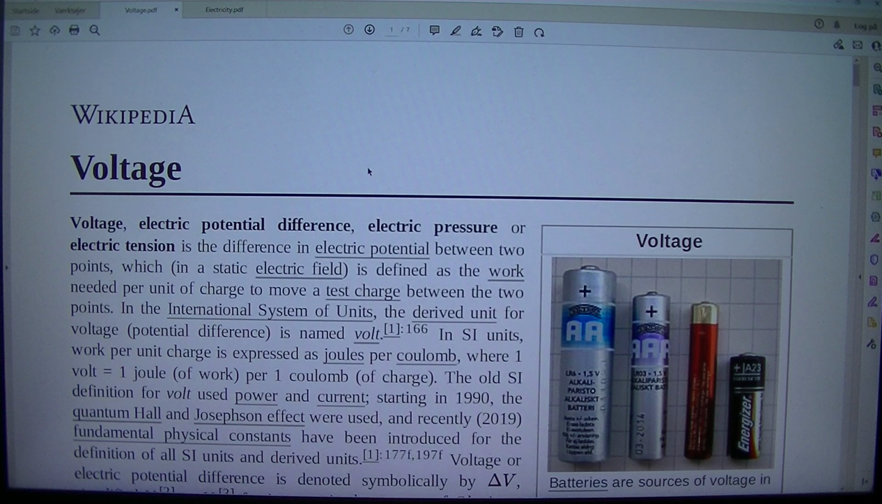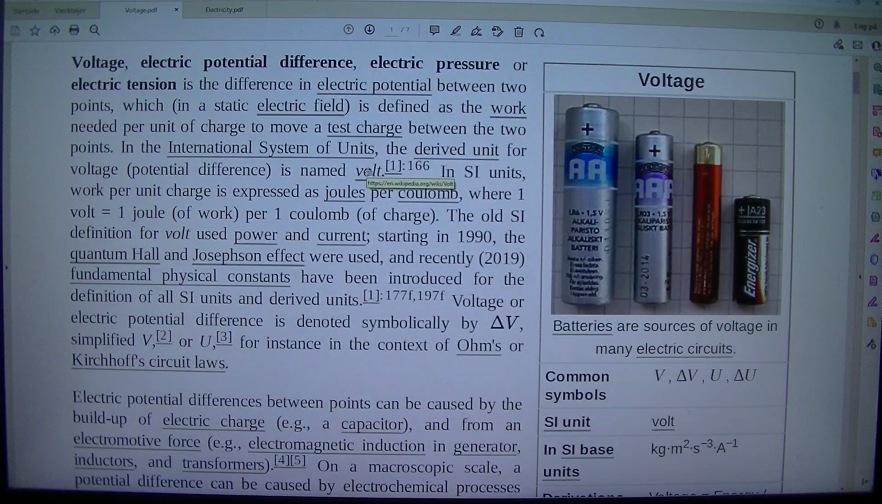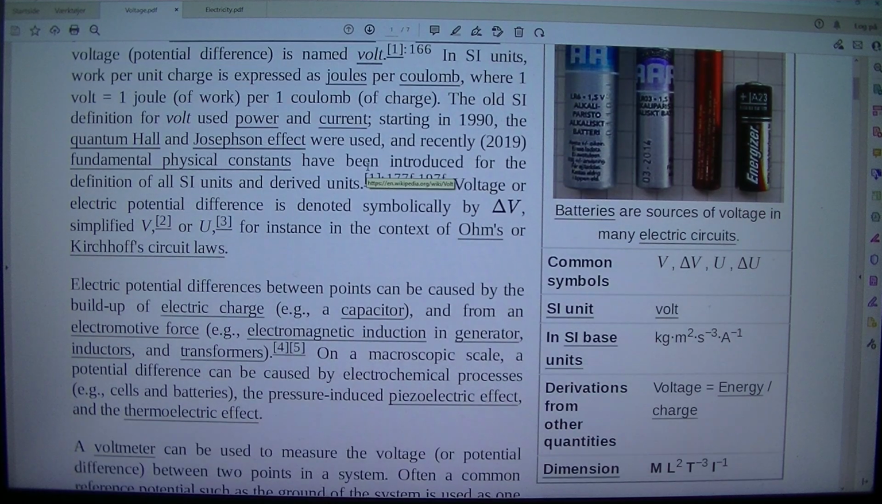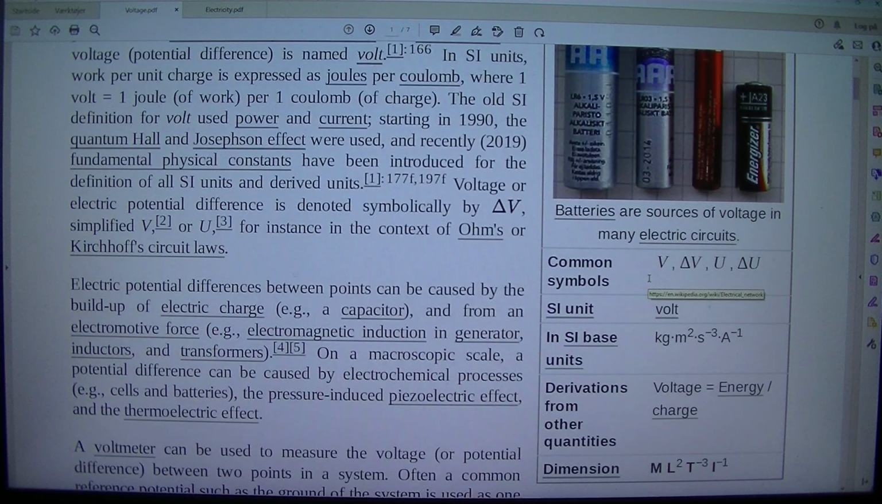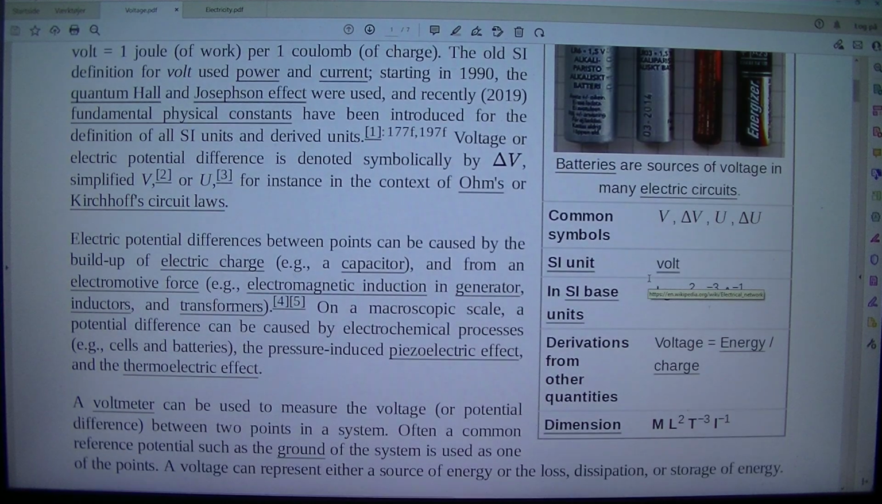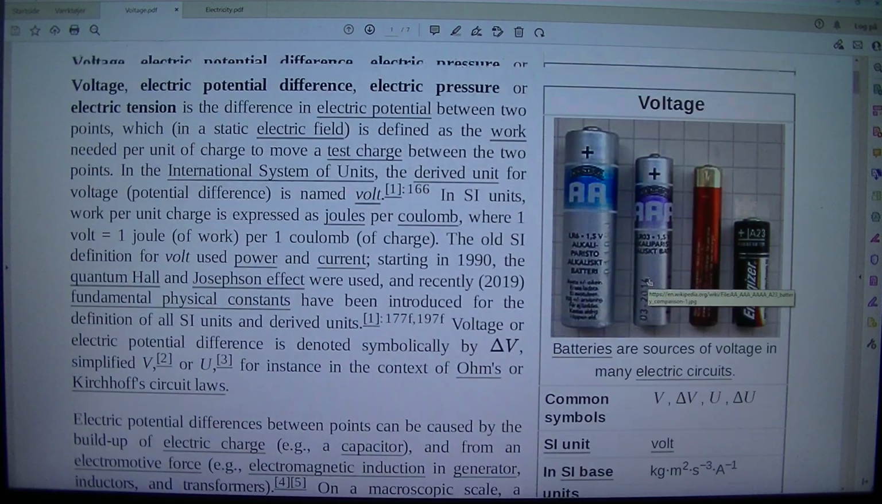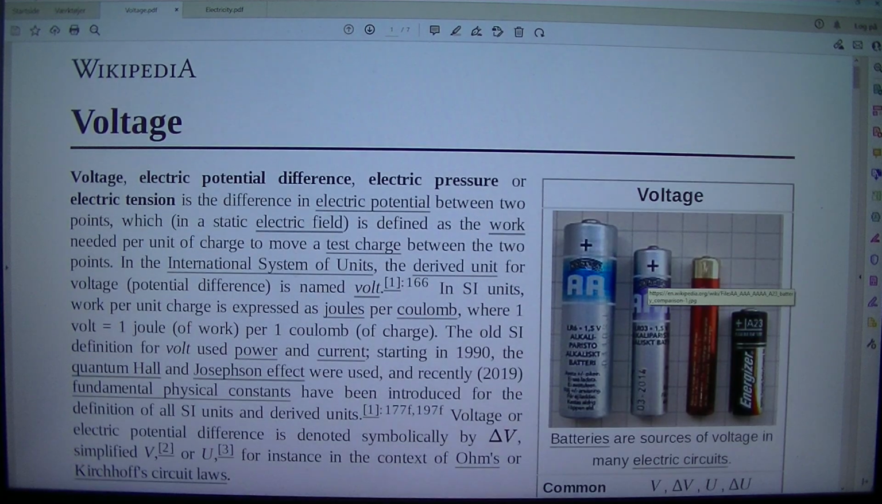Voltage. Voltage a 23 battery comparison 1.jpg. Batteries are sources of voltage in many electric circuits. Common symbols V, U, UZ unit volt in psi base units gem 2s3a1 derivations from the quantities voltage equals energy / charge a dimension L2T3I1.